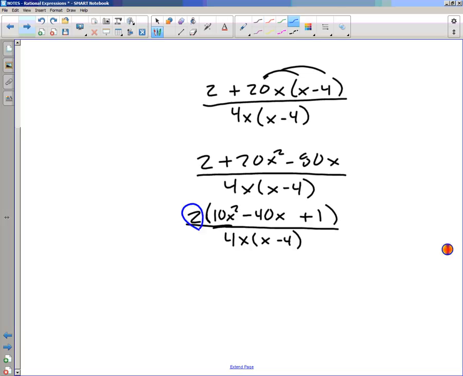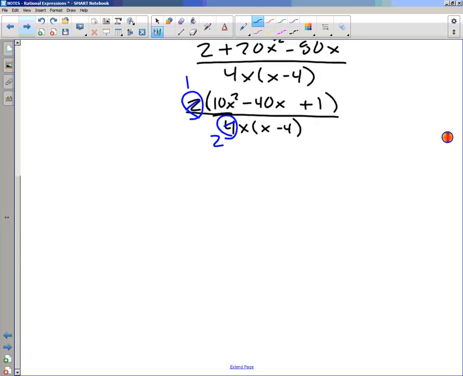We do have a 2 and a 4 that we should be able to reduce. That's going to turn into a 1 over 2. And that's all that's going to factor. So in the end, we are left with 10x squared minus 40x plus 1 on the top. On the bottom, we have a 2, we have an x, and we have an x minus 4.